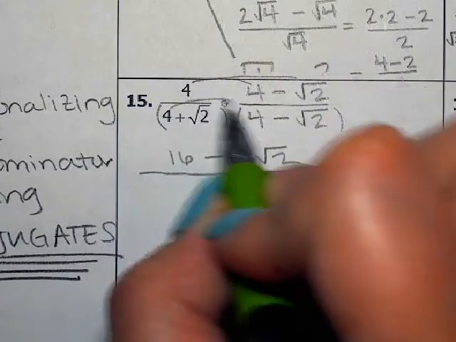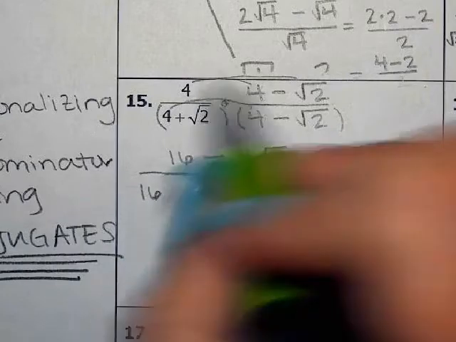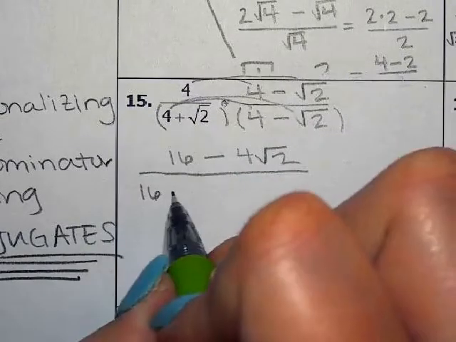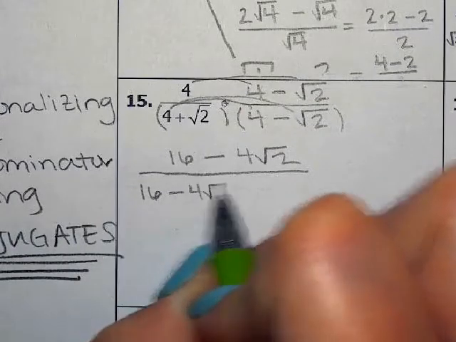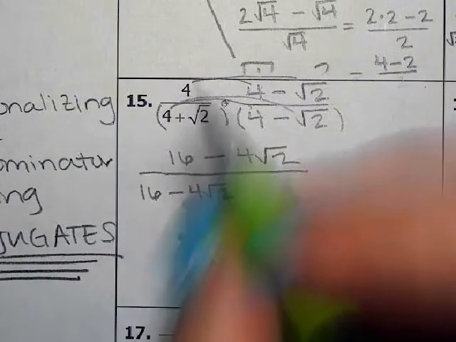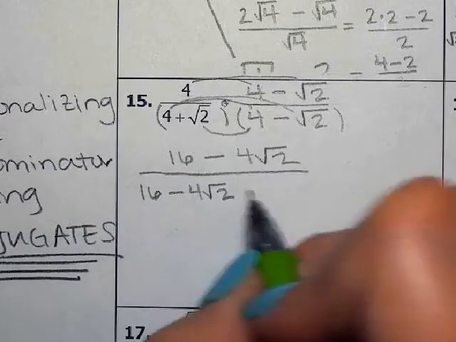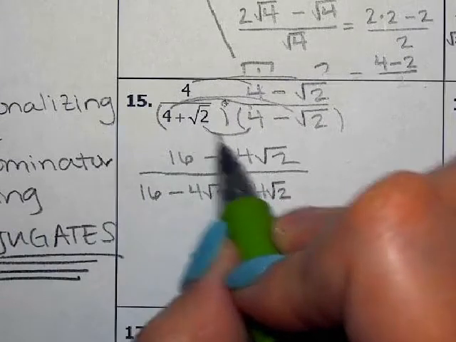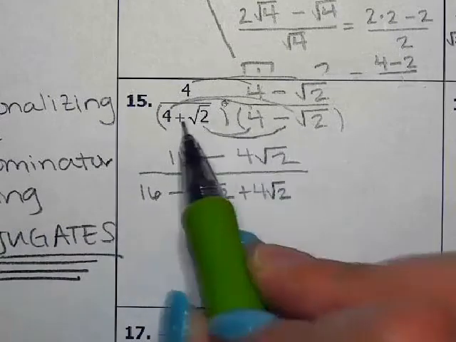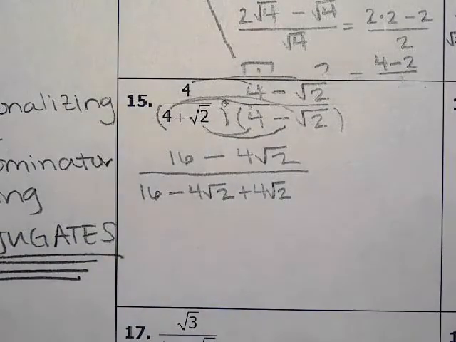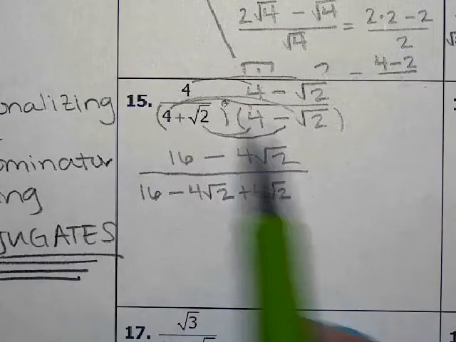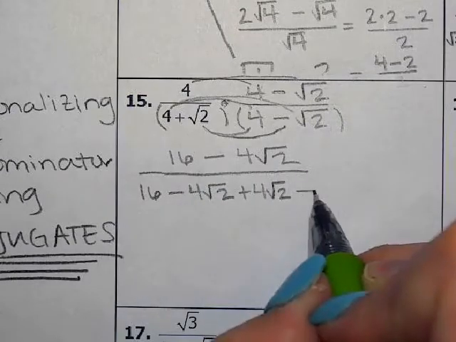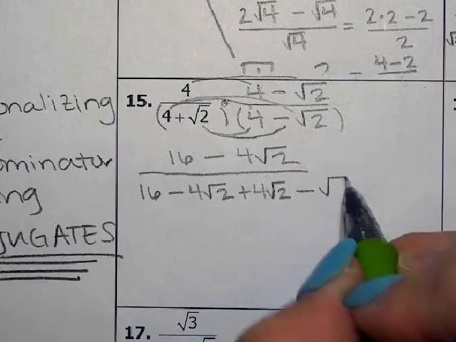So 4 times 4 is 16. 4 times negative root 2 is minus 4 root 2. Root 2 times 4 is plus 4 root 2. And then here, positive times negative, that's going to happen every time. A positive times a negative, that's what the conjugate makes happen, the opposite signs. So positive times negative is negative, and then root 2 times root 2 is root 4.